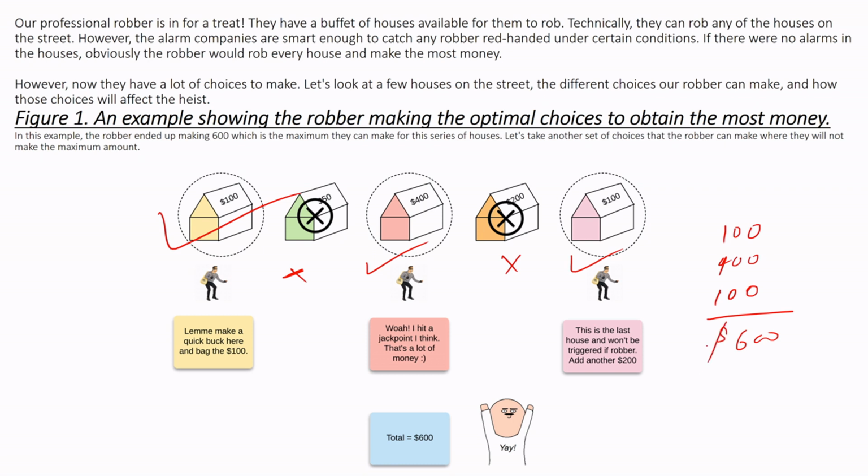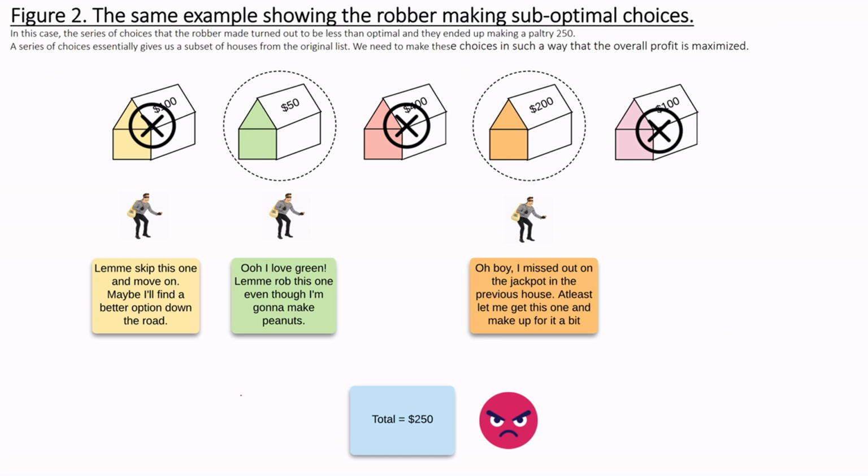So these are in dollars, right? He has become a king now of $6. In this figure you can see the same example showing the robber making suboptimal choices. In this case, the series of choices the robber made turn out to be less than optimal, and they ended up making only $250. A series of choices essentially gives us a subset of the original list, and we will make the choice in such a way that the overall profit is maximized, right?